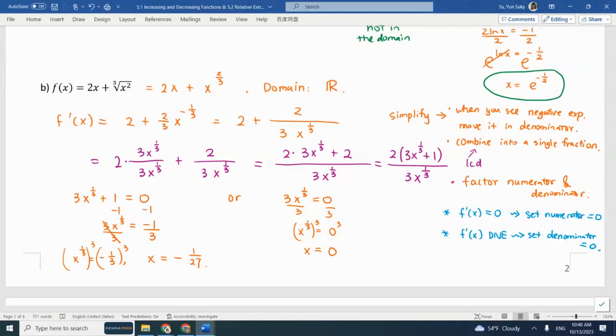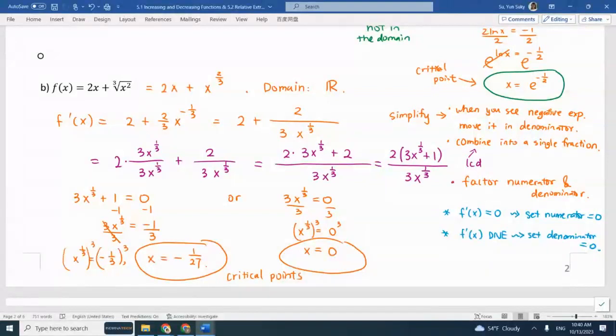And then you check the domain. Are they in the domain? Yes. Our domain is all real numbers, so they are in the domain. Okay, everybody? So both of them are critical points. Oh, the last one, I forgot to say, we have to say this is the critical point. So I say the answer: this is a critical point, but that one is not a critical point. And here both of the answers are critical points. So far, so good, everybody?